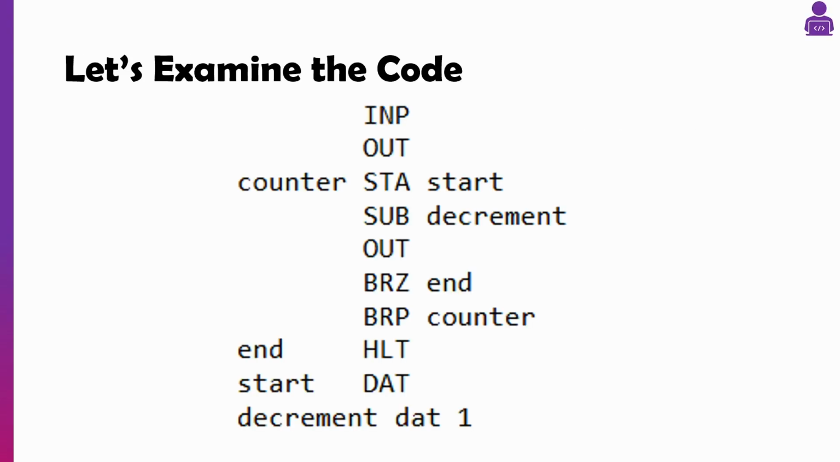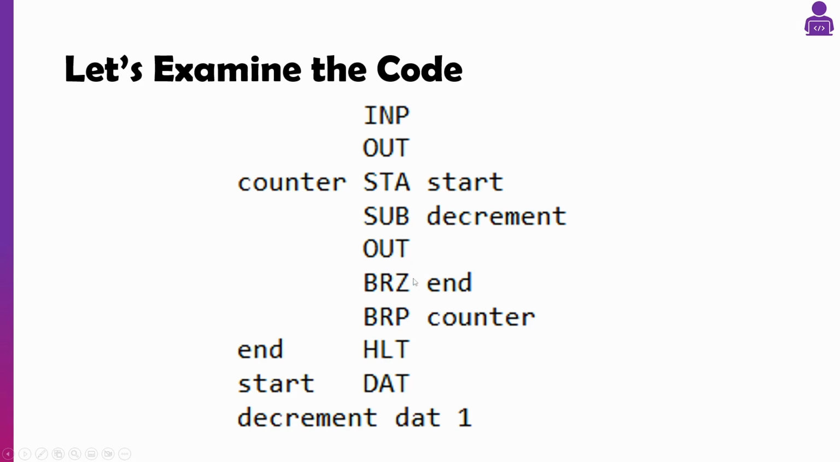So this is the code that we wrote. This is the code that did that counter that you've already seen. So we've got INP, OUT. I've named the second command counter, because we start at 0, and we store that in a variable called start, and then we sub a value called decrement, which we can see is a DAT of the value 1, so it takes away 1, outputs the value. Now we get to a branch command saying, basically, if the accumulator is 0, then jump to end. End goes to the instruction of HLT, so it'll stop.